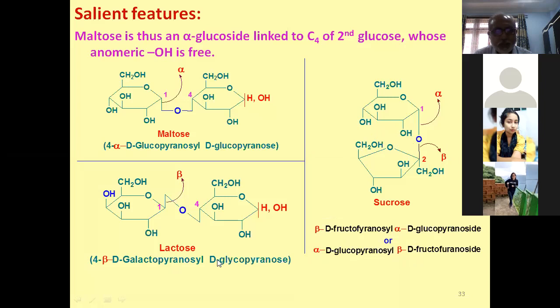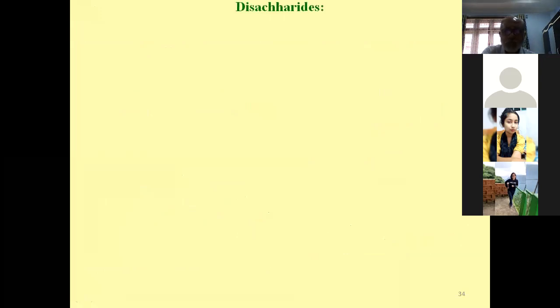Here, lactose is a derivative of D-glucopyranose. This is your D-glucopyranose, where carbon number 4 is linked to 4-beta D-galactopyranosyl D-glucopyranose. So that way we can name it. Okay. All right. You will understand once you read it, you can connect this better. Let us come back to the structures; at least we'll take one of them, that is maltose first.